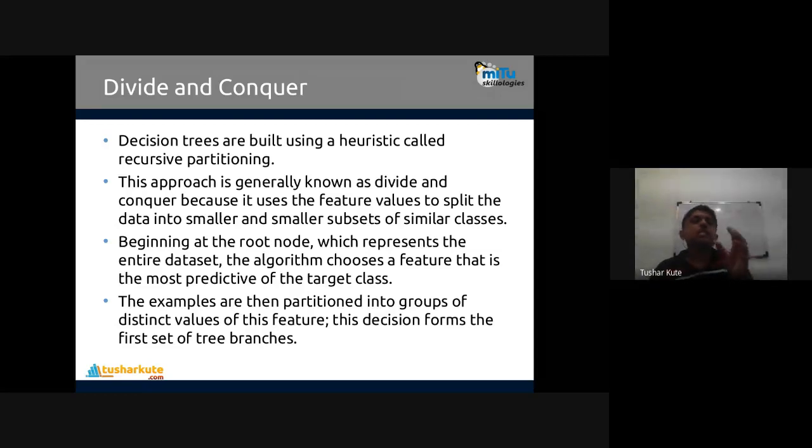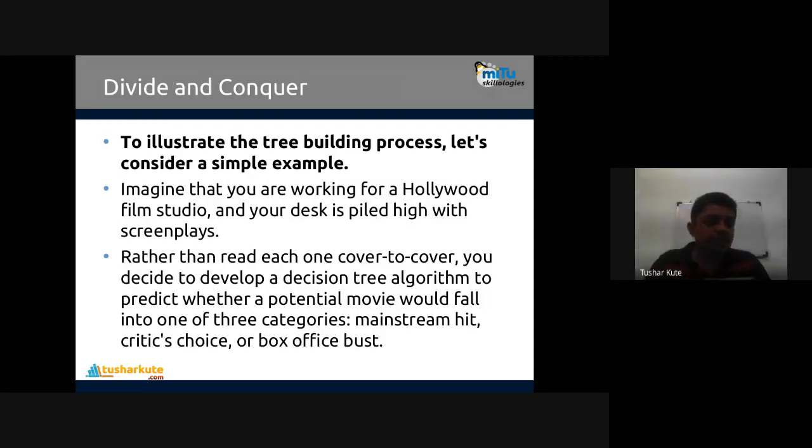This is what we call the divide and conquer method. Now let's go with an example of decision tree. How is a decision tree created, and on what basis? We'll talk about two different examples. We'll even talk about the mathematics behind the decision tree, how exactly it's possible, and then we'll talk about the example for the same.